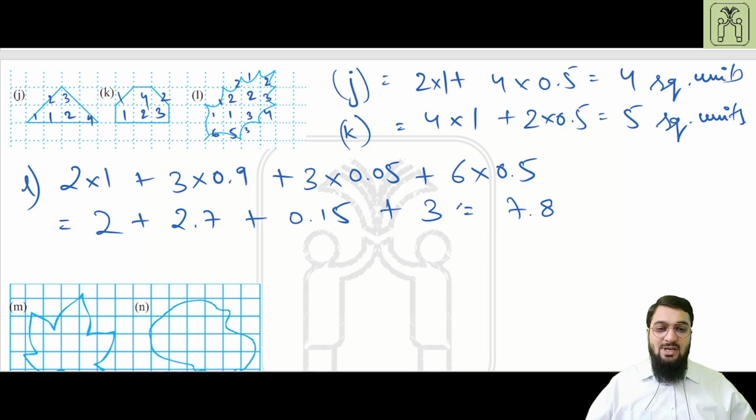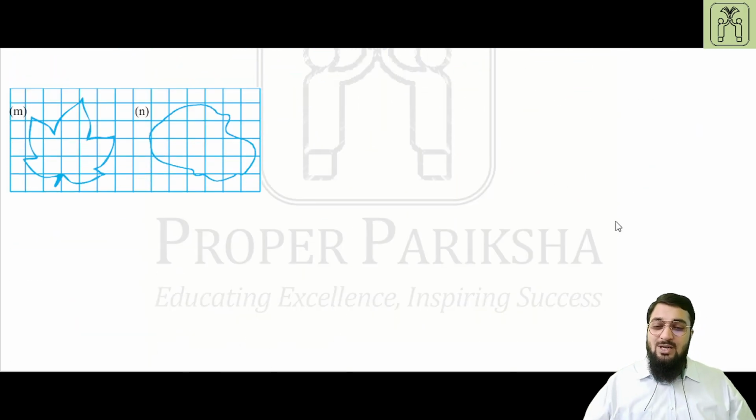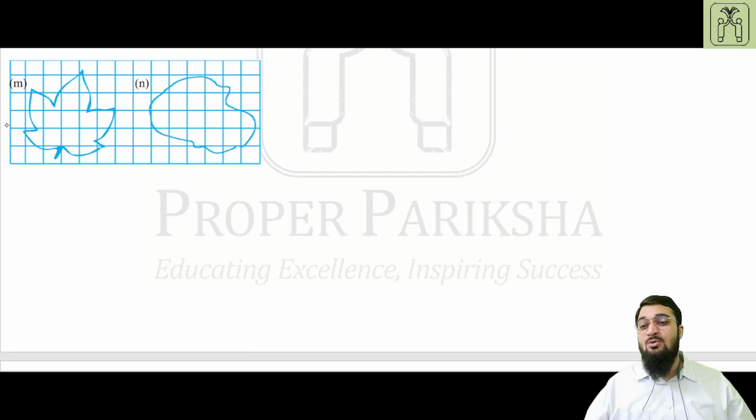So this is an approximate area of this non-standard figure. Now we come to part M and part N. Part M and part N again require you to count the number of squares that are completely filled, almost filled, least filled, and in between filled. Some are more filled than half, some are less than half filled, and so on. Then you have to follow the same procedure and find the answer.